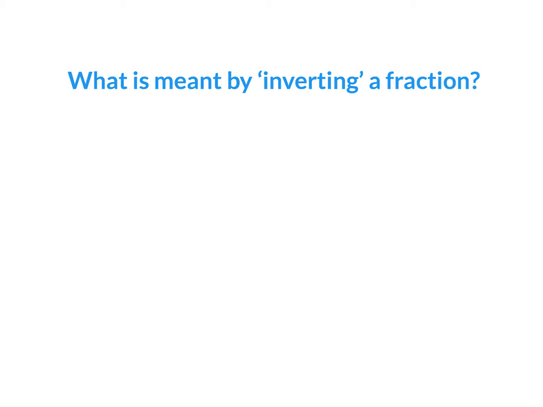Well, if we had a fraction 3/4, for example, what would happen is our numerator moves down to become the denominator, and the denominator moves up to become the numerator. So our fraction would in fact look like this. 4 is our numerator and 3 would become our denominator. And that is what is called inverting a fraction.